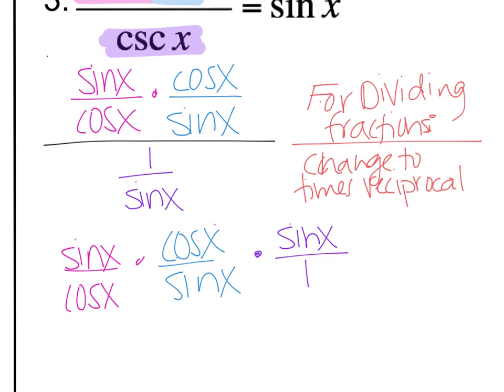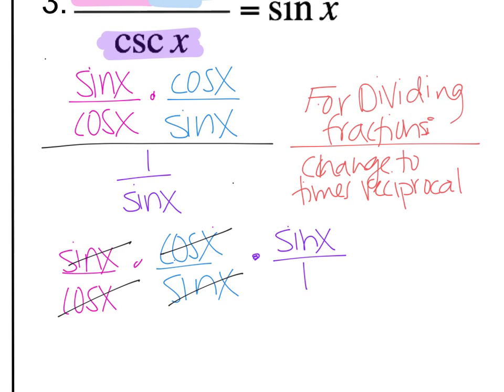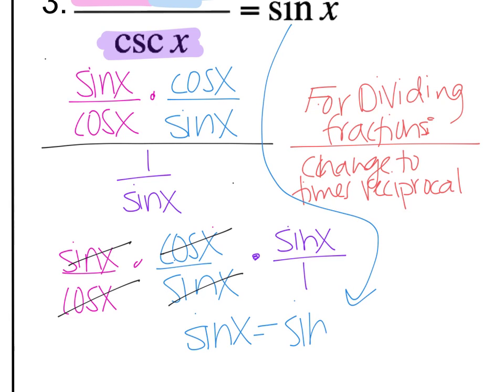And now I look and see what can cancel out. In this problem, the cosines cancel, the sines cancel. So all I'm left with is that sine x. So I have sine x equal to, if you look back up, the goal was that it equals sine x. So we bring that down, sine x equals sine x. We got it to work.